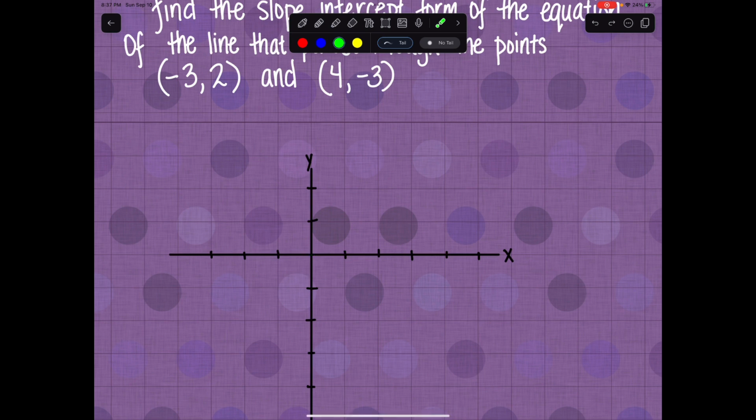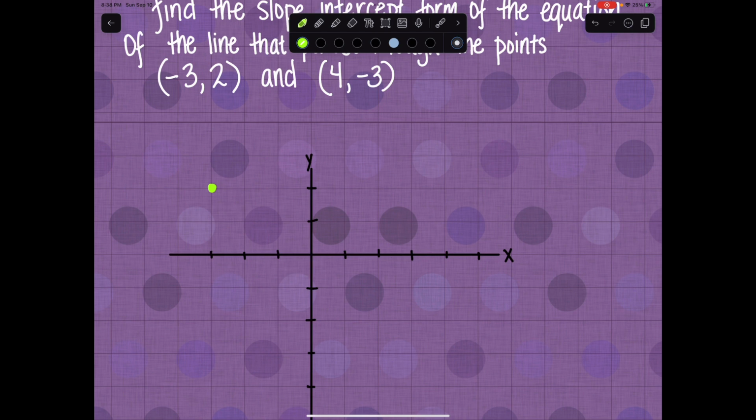Okay, remember, you make a graph like this. This is the x, this is the y. The y goes up and down. All right, so we're going to graph the point (-3, 2) first. So on the x, let's go to -3: 1, 2, 3. On the y, let's go to 2: 1, 2. Okay, so our point is going to be right here.